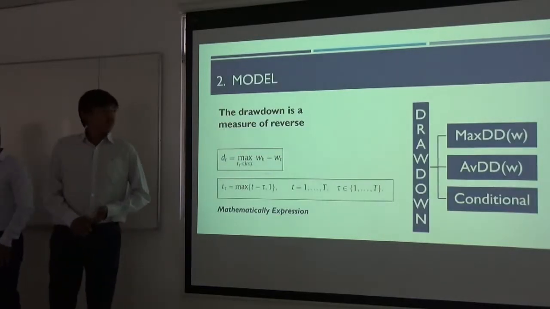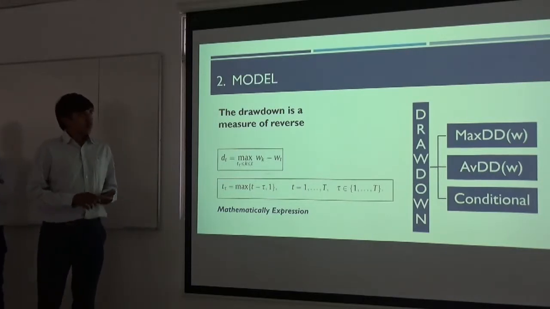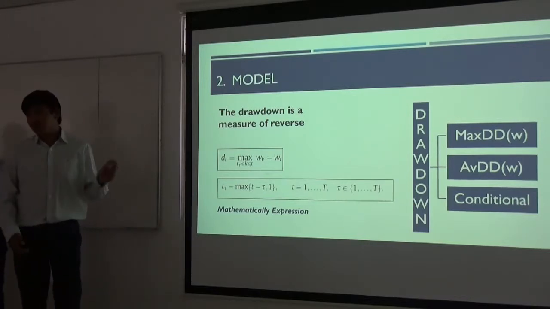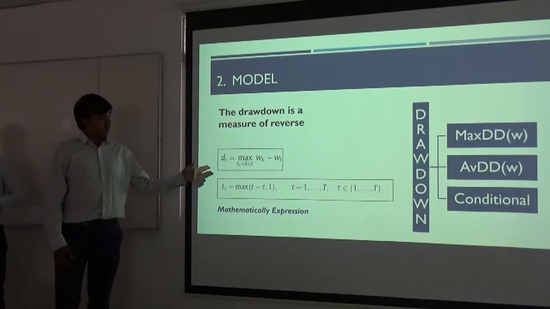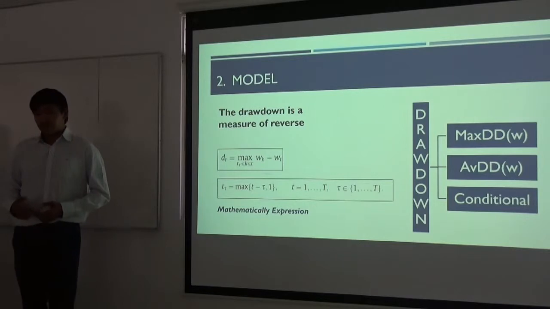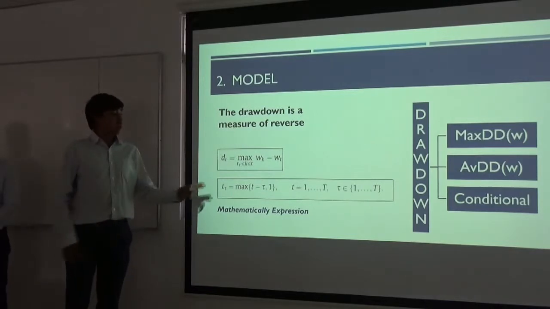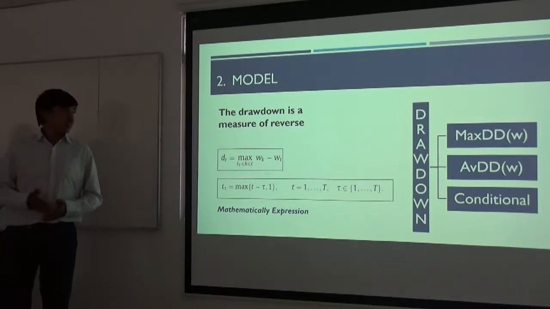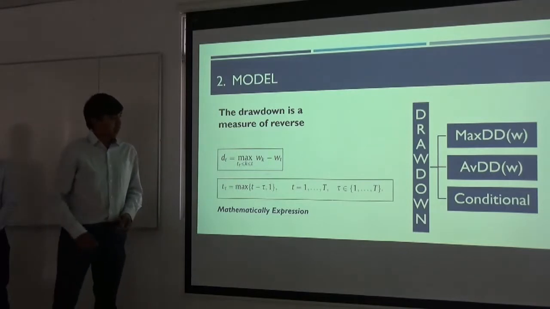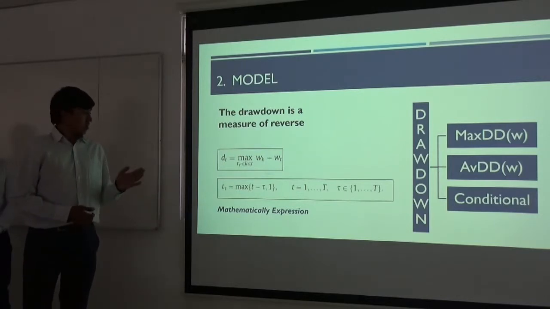Good afternoon. Following the presentation, I'm going to explain the model. The basis of this model is established through the drawdown. The drawdown is a measure of reverse that is mathematically expressed as the maximum of W sub k minus W sub t, where W sub k is the cumulative return of the instrument that we have in a period k, and W sub t is the cumulative return of the instrument in the consecutive period t, in this interval of time. Also, the drawdown can be expressed as a maximal drawdown, an average drawdown, and a conditional drawdown.